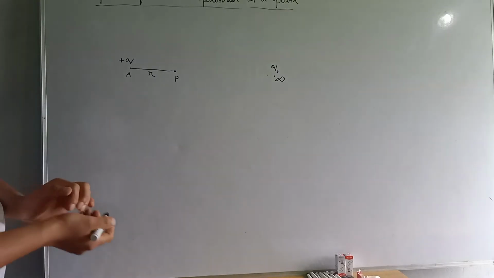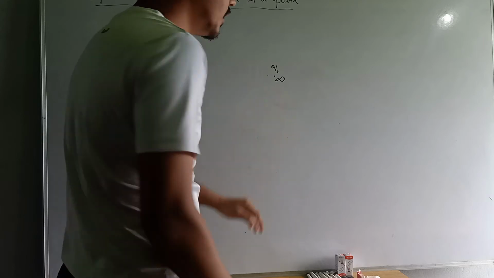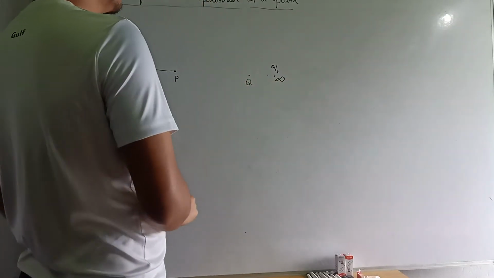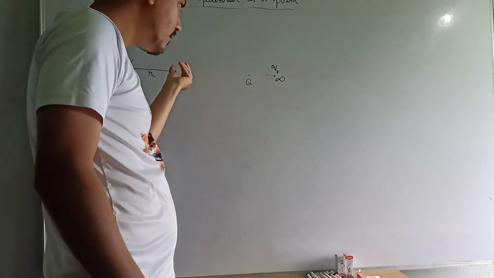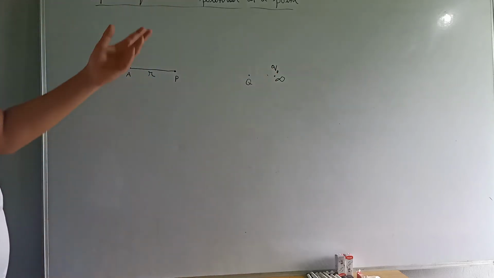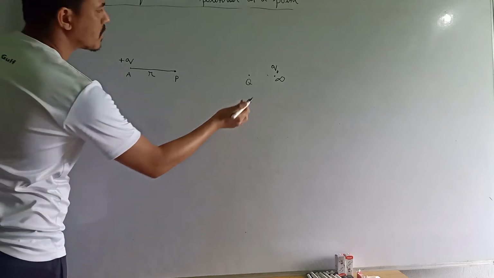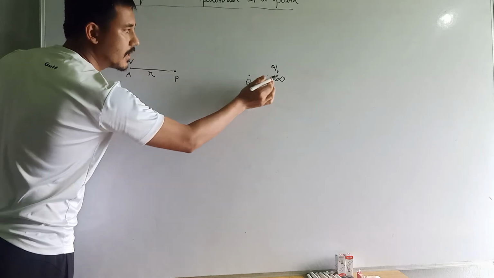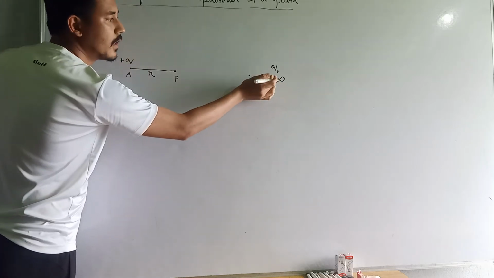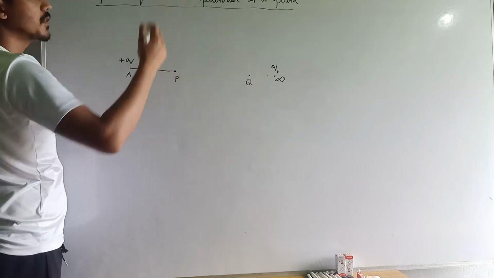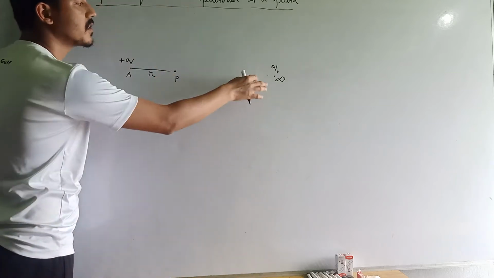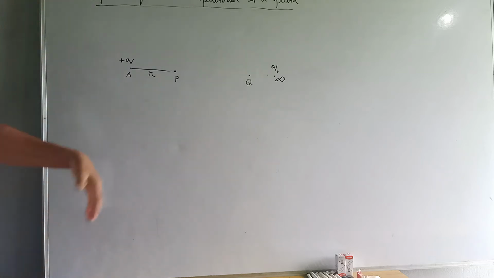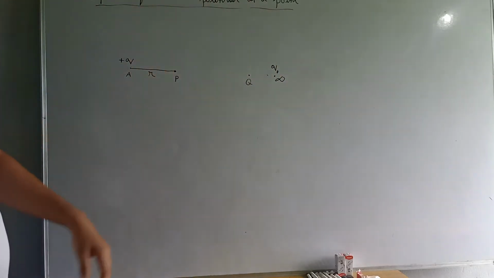But we do not know what is the potential at infinity. If you consider a point at some distance from infinity, then also we do not know what is the potential at this point. We cannot say what is the potential at this point. Is it okay?